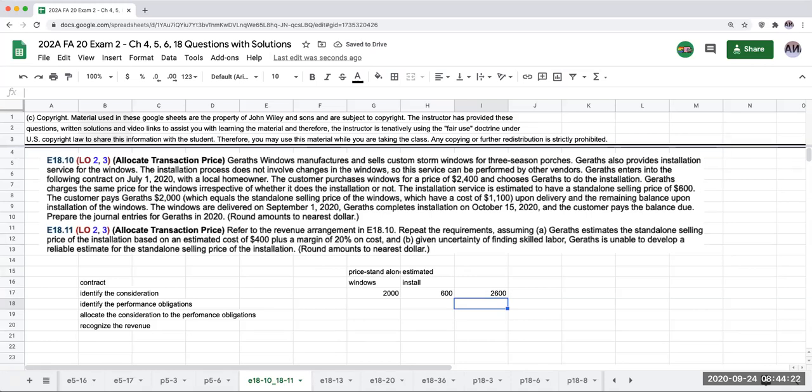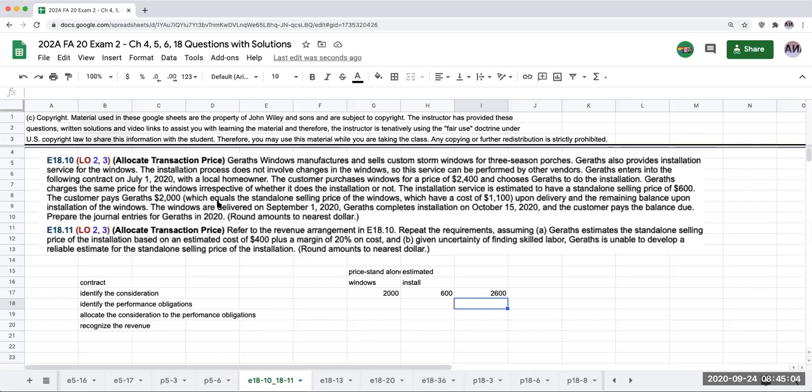However, how much is the customer actually paying us? Well, right here, it tells us that the customer purchases windows for a price of $2,400 and chooses Geraths to do the installation. Now, if this was my exam, I would say the $2,400 includes both the windows and the installation. The customer purchases the windows and gets Geraths to do the installation for a total of $2,400. So this $2,400 includes both. I just want to make sure that that's clear.